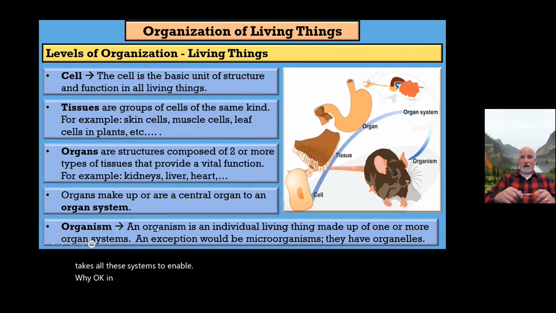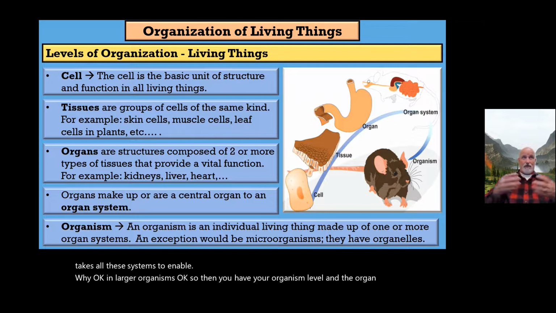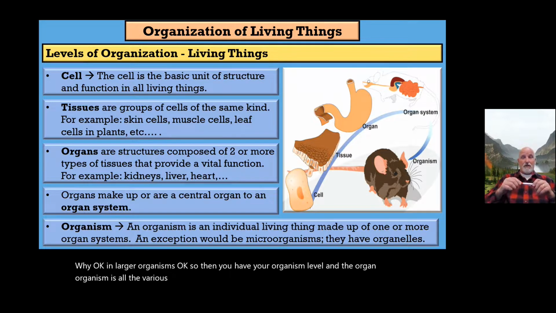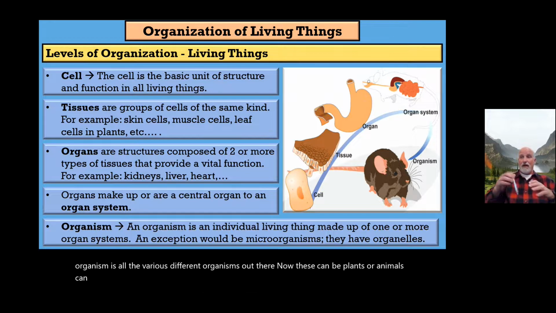Then you have your organism level, and the organism is all the various different organisms out there. These can be plants or animals. All organisms are made up of each of these others. They have organ systems in them, they have organs, they have tissues, they have cells.